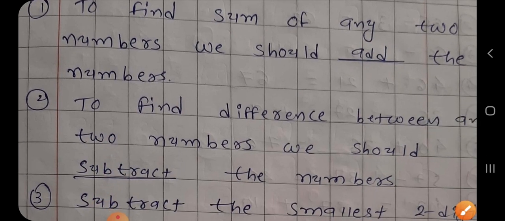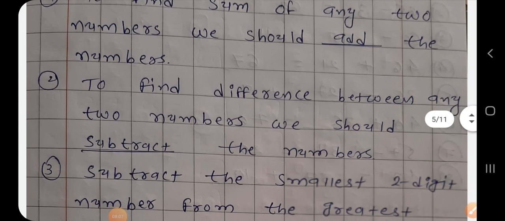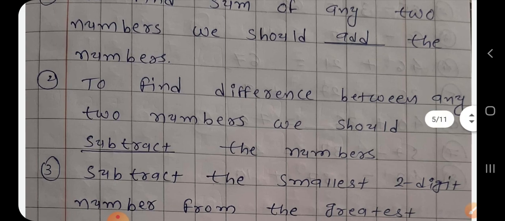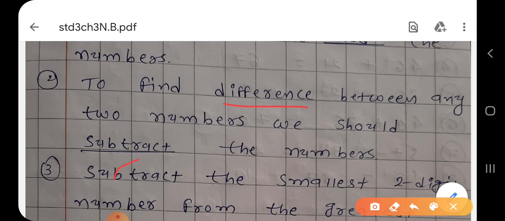Then second, to find the difference between any two numbers, we should blank the numbers. We should subtract the numbers. So the answer is subtract. Difference means subtraction. So to find the difference between any two numbers, we should subtract the numbers.